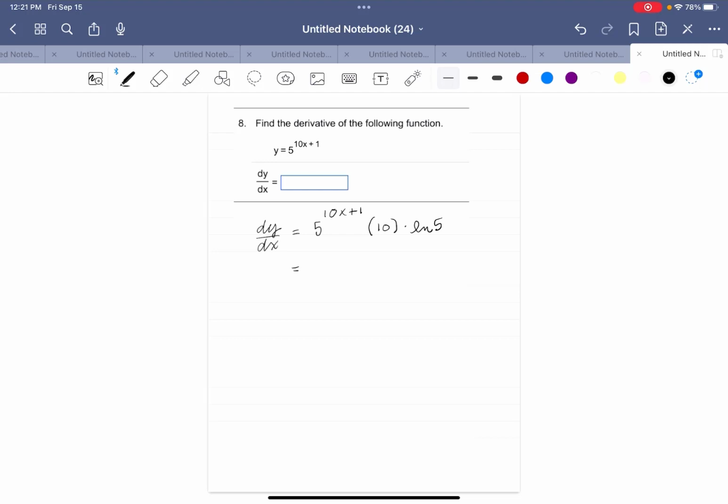So that's the formula. And we can rewrite this a number of ways. We could put the 10 in the front times 5 to the 10x plus 1 times the natural log of 5. You could put the 10, the natural log of 5, times the 5 to the 10x plus 1. Any of these will be acceptable as long as it's clear that it's multiplication of each one of these factors. So our final answer is 10 natural log of 5 times 5 to the 10x plus 1.